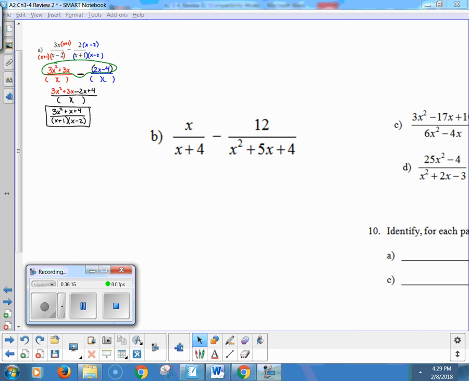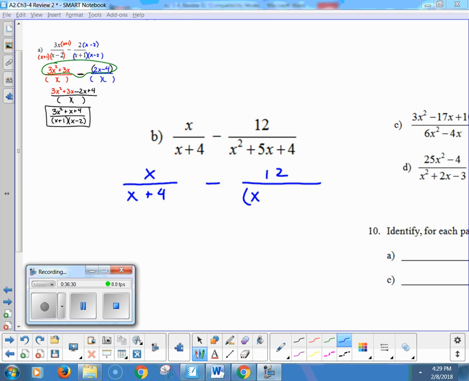Part B. Okay, well, we again need a common denominator, and I think it might help us to factor the denominator of this second fraction. Let's see, that factors to x plus 4 and x plus 1. So to get a common denominator, what we really need in our first fraction is a multiple of x plus 1 on the top and the bottom. So I'm going to put that in.